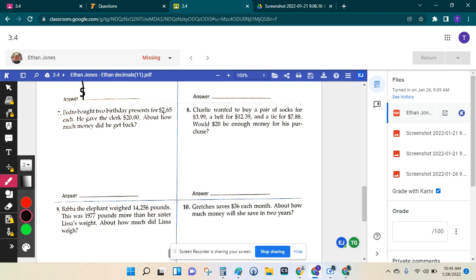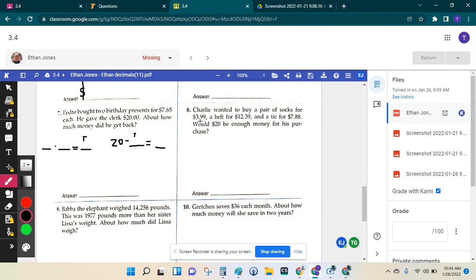Alright, and then here it's $7.65. So what's 7.65 going to round to? And then you would say, how many birthday presents did he buy? So that times how many you bought is going to give you your total. And then you're going to take your total here, and you would say 20, because you give him 20 and you want to know how much you give him back. So 20 take away that total amount is going to give you how much change.